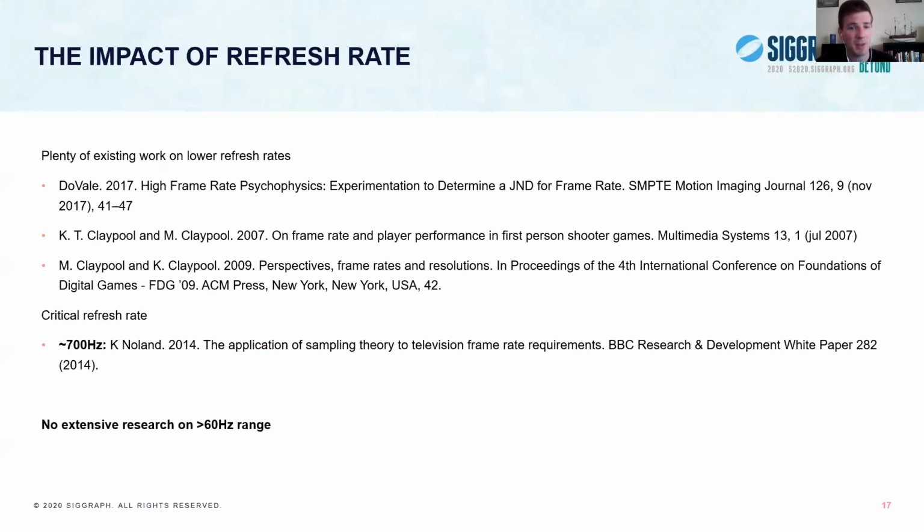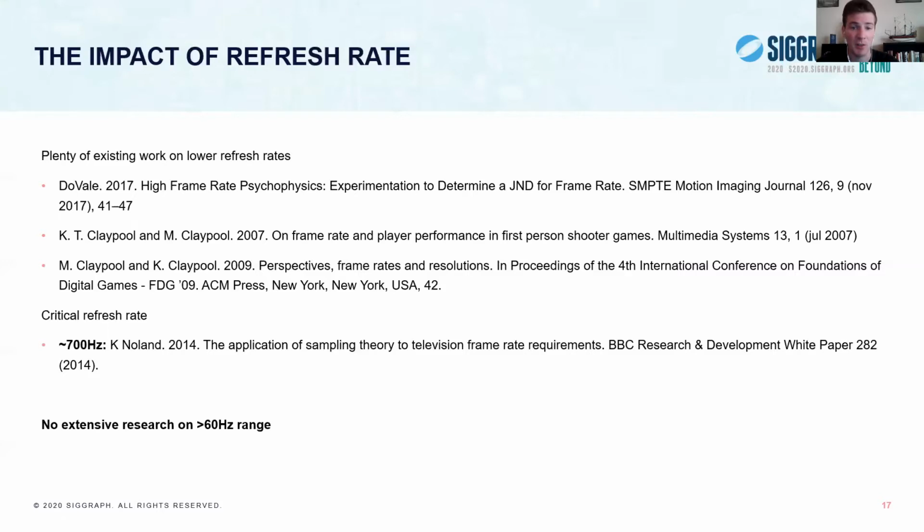Before we started building our model, we wanted to understand how important exactly refresh rate is. There's plenty of proof that 60 Hz provides better quality than 30 Hz, of the same spatial resolution at least. Noland identified the critical refresh rate beyond which no improvement is perceivable. However, there has been no extensive research on the quality of animation above 60 Hz.